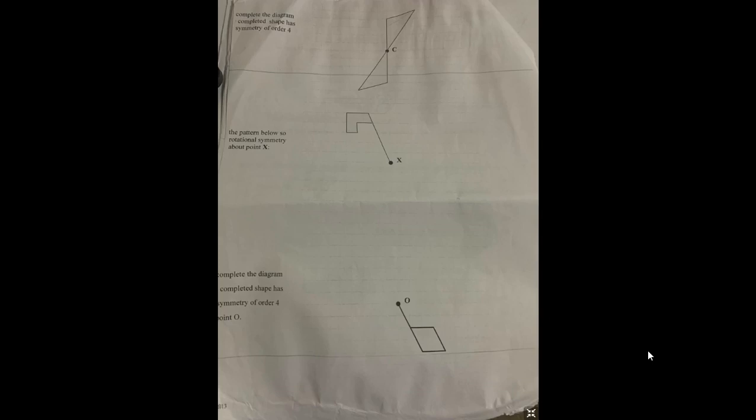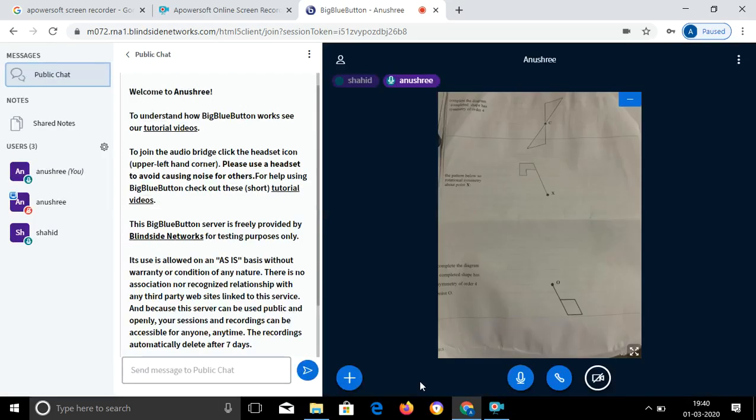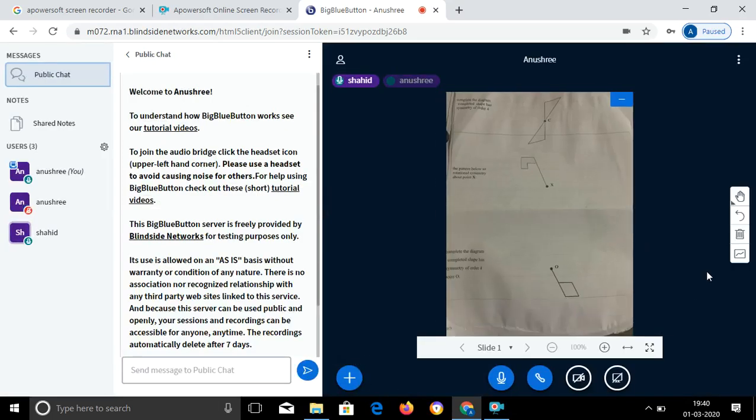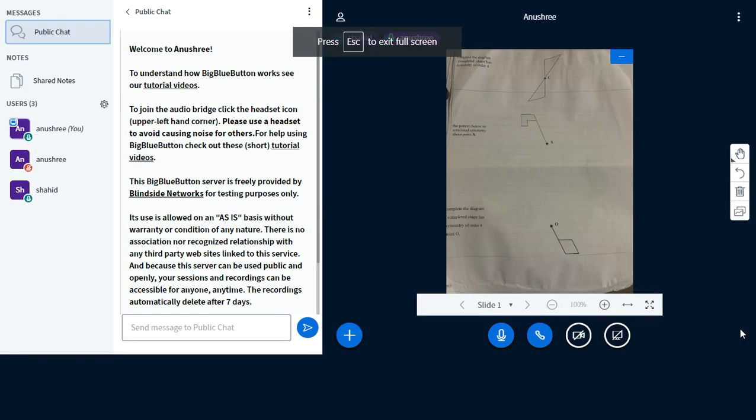Okay. Am I able to draw on it or no? Yeah, you can draw it. Okay. It won't let me, but, okay, wait a minute. I don't really know how to. Try now. Okay, yeah.